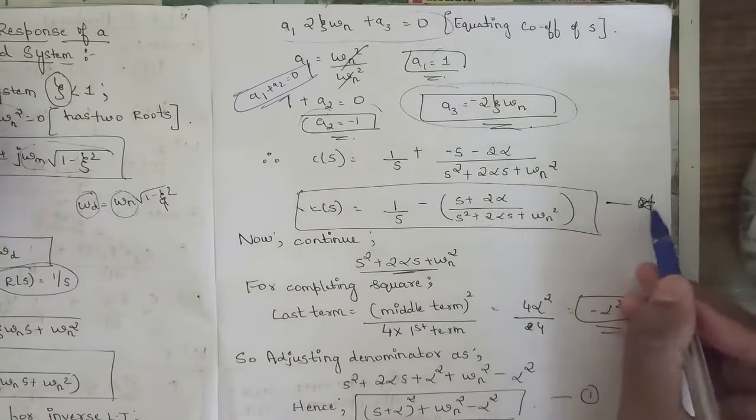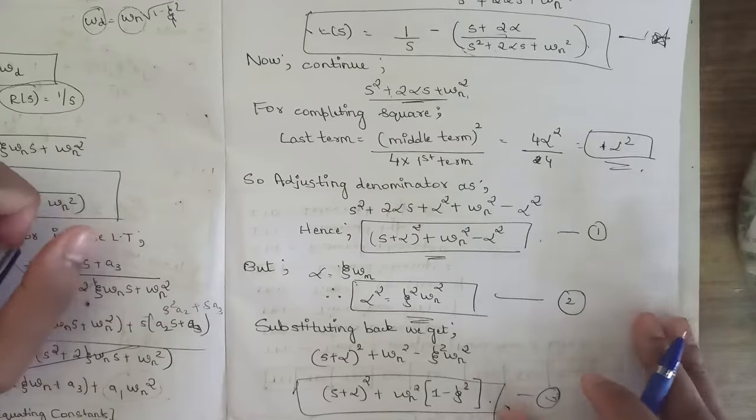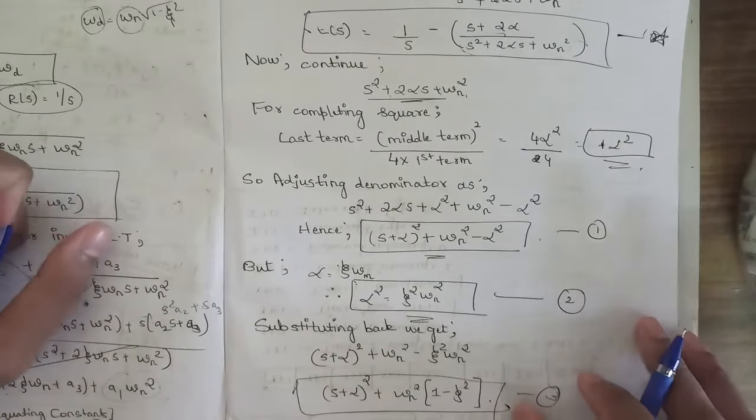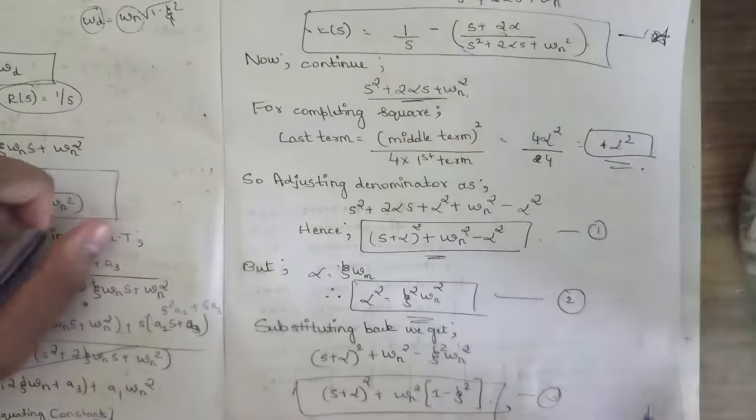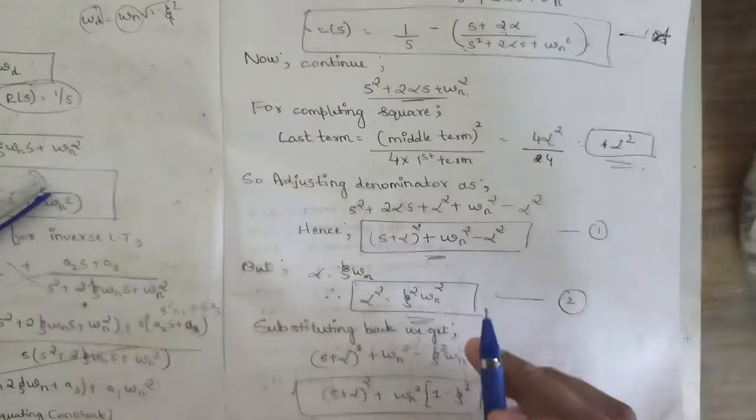Okay, so now continue, that is take the denominator side of this equation, that is s square plus 2 alpha s plus omega n square. We need to use the completing square method, that is last term divided by middle term, whole square, divided by 4 into first term. This is one formula or trick for finding the roots of an equation, that is the completing square method.